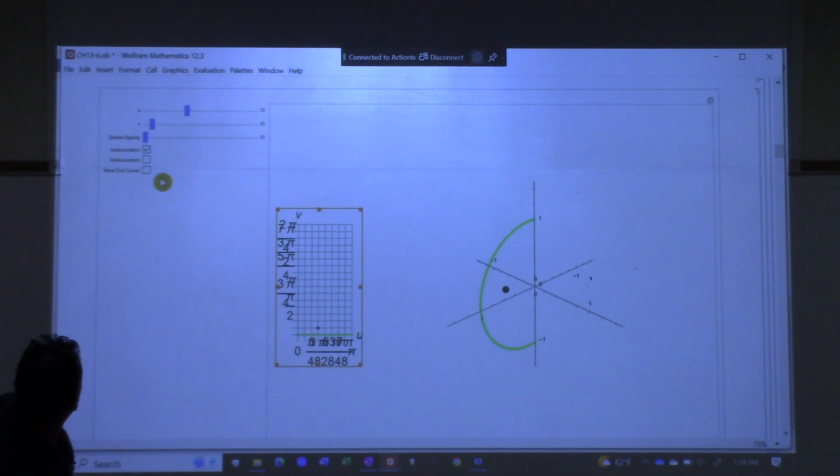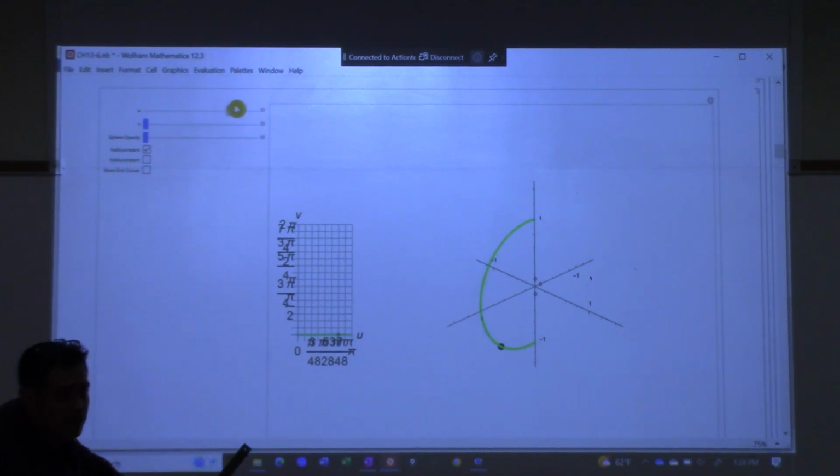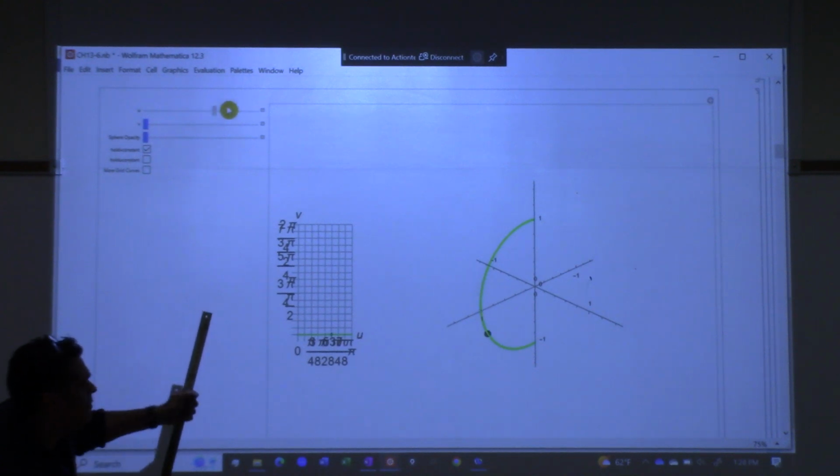There we go. So this is right now us holding v constant. If I change my u value, look what happens. I'm drawing a curve, right? I'm holding v constant right now, and I'm drawing that curve.